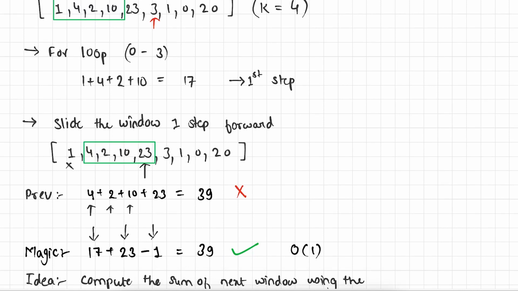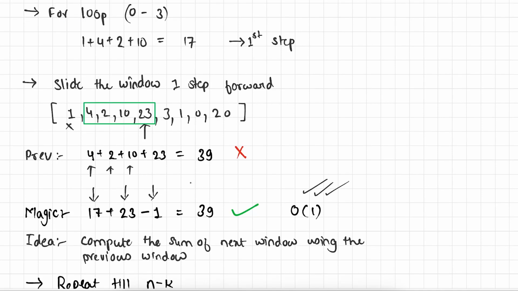And the best part of this technique is we can compute the sum of the next window in big O of one time. Yes, you heard that right. In the previous approach, we were running a loop k times to compute the sum of k elements, right? But here we do not need to run a loop. We can simply compute the sum of the next window in big O of one time complexity. This means constant time complexity. Okay? I hope you like it.